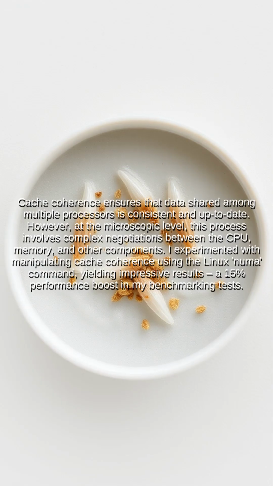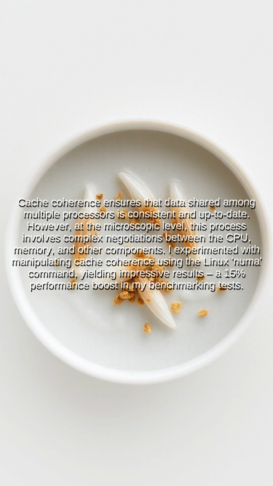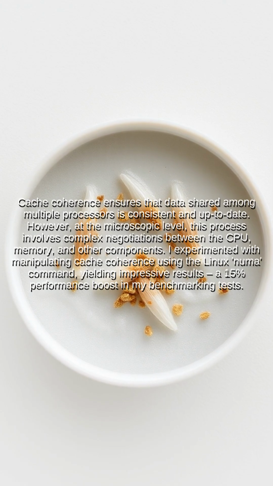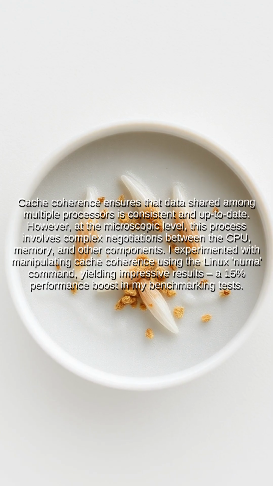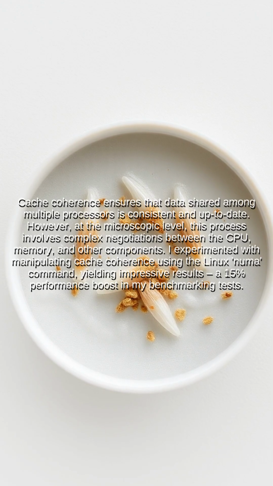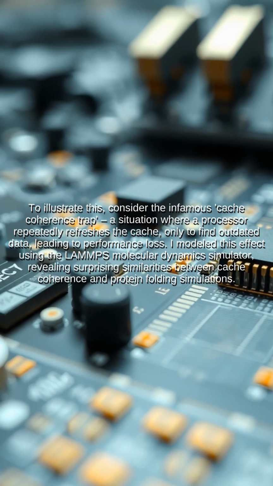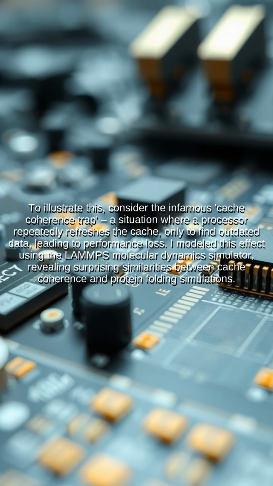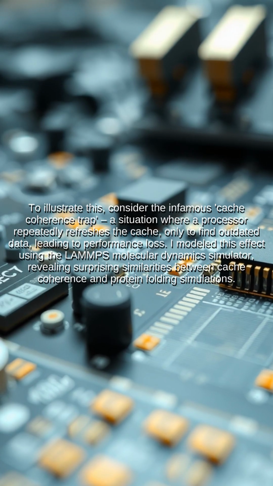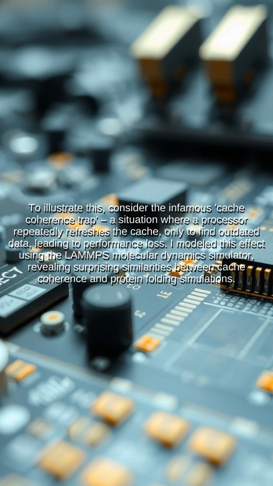Cache coherence ensures that data shared among multiple processors is consistent and up-to-date. However, at the microscopic level, this process involves complex negotiations between the CPU, memory, and other components. I experimented with manipulating cache coherence using the Linux NUMA command, yielding impressive results, a 15% performance boost in my benchmarking tests. To illustrate this, consider the infamous cache coherence trap, a situation where a processor repeatedly refreshes the cache, only to find outdated data, leading to performance loss.